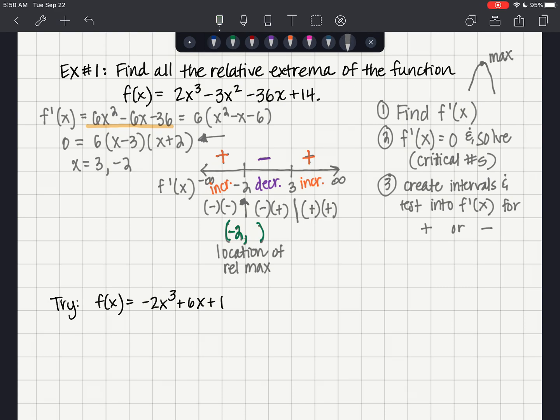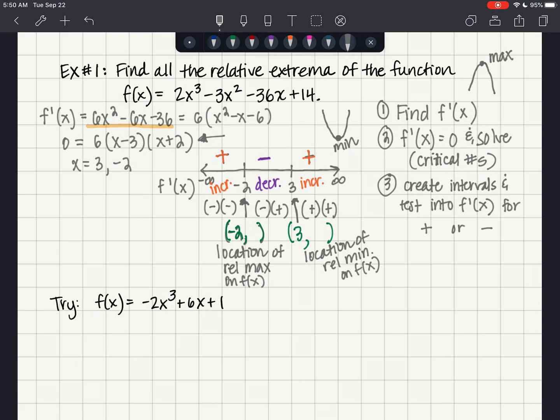Okay, let's look at the 3. Where we go from decreasing just before 3 to increasing, decreasing to increasing, that's a relative min. So that relative min is going to occur at 3 comma something. That's the location of the relative min. We're talking about the original graph of f of x, the location of the relative max and the relative min on f of x.